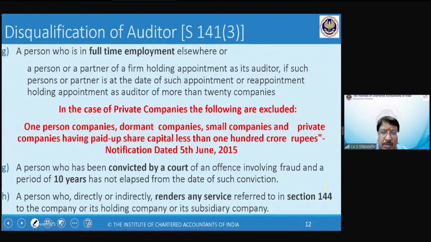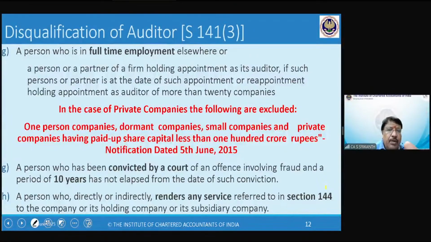But some companies are luckily avoided. In the case of private companies, a one-person company is not counted. Dormant company is not counted. Small company is not counted. Private company having paid up share capital less than 100 crore is not counted. This will exempt most private companies. Rarely will you find a private company having paid up capital of more than 100 crores. In our entire firm, we have only 2 private companies with paid up share capital more than 100 crore. They're big companies, turnover is 1,000 crore. So they are technically public companies. In fact, we even suggest they become public companies, but they don't want to, for convenience sake.